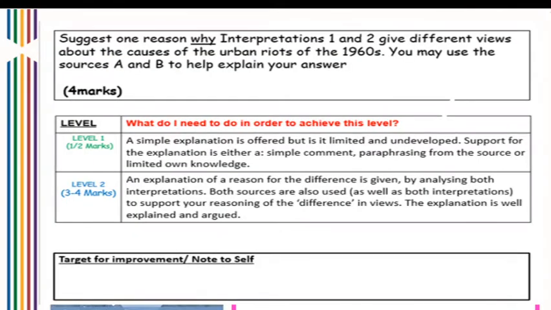The example we're going to be looking at suggests one reason why interpretations 1 and 2 give different views about the causes of the urban riots of the 1960s. You may use the sources A and B to help explain your answer.